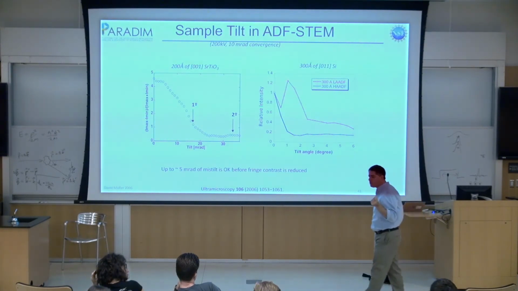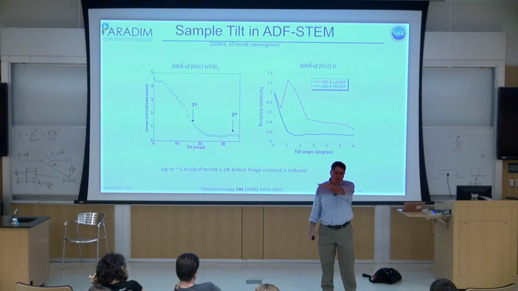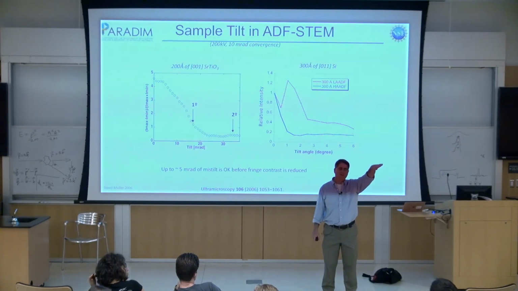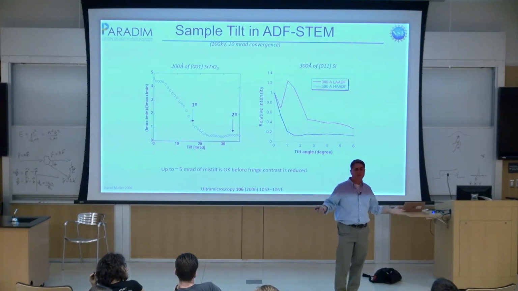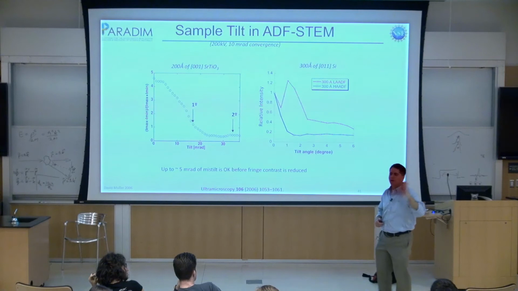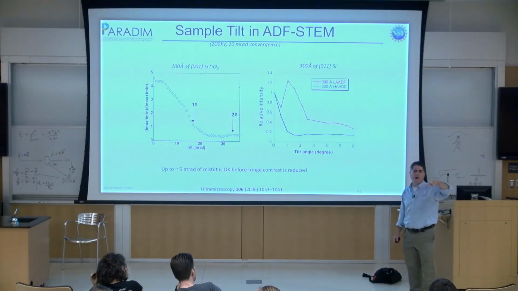Now what usually happens with people is very thin parts of the sample are badly tilted. So people go to a thicker part of the sample because they can get on the zone axis. But then it's thick. So the problem is you've got to get two things right. You've got to get a thin part of the sample, and you've got to get the thin part of the sample on zone axis, and that's a pain. It takes a long time to do that.